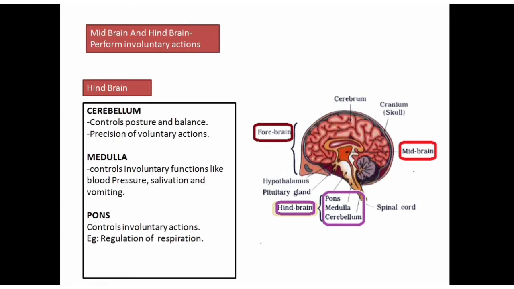Moving to the midbrain. The main function of the midbrain is to perform involuntary actions. Okay, hindbrain. Hindbrain is the third part of the brain, where we have three parts: cerebellum, medulla and pons. Cerebellum controls posture and balance and precision of voluntary actions. Medulla controls involuntary functions like blood pressure, salivation and vomiting. And pons controls involuntary actions like regulation of respiration. Alright.